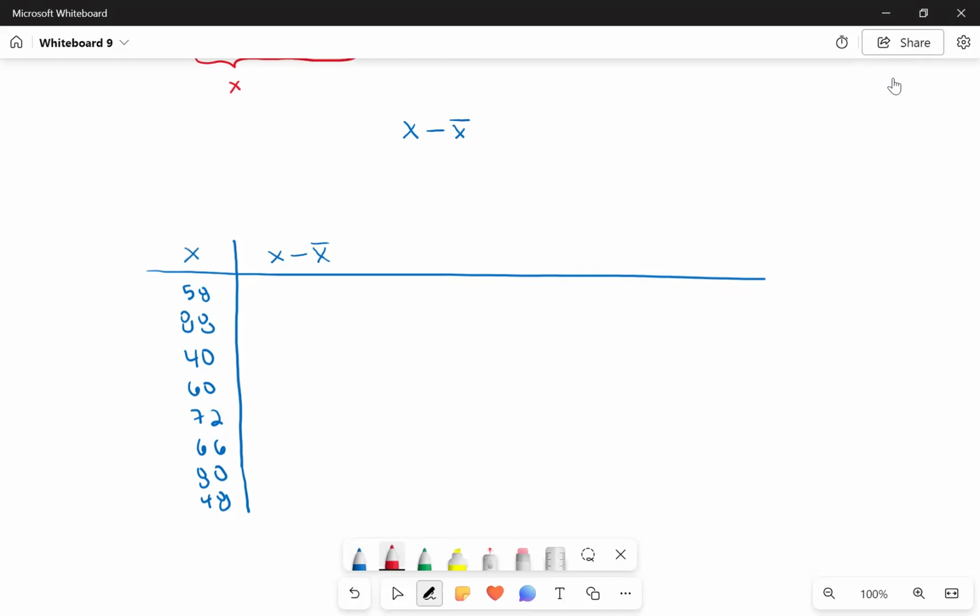Grab your calculator and do this with me. If I subtract 58 minus 64, I get negative 6. 88 minus 64 gives me 24. 40 minus 64 gives me negative 24. 60 minus 64 gives me negative 4. 72 minus 64 gives me 8. 66 minus 64 gives me 2. 80 minus 64 gives me 16. And last, 48 minus 64, I get negative 16.